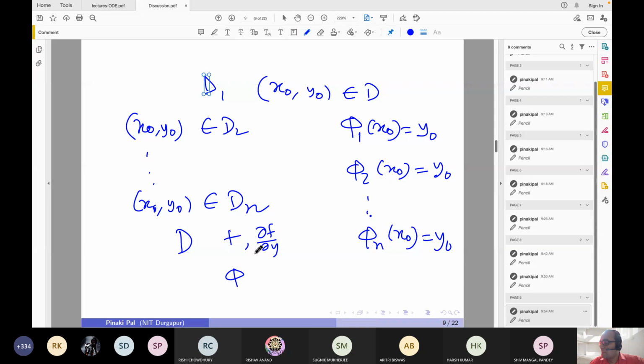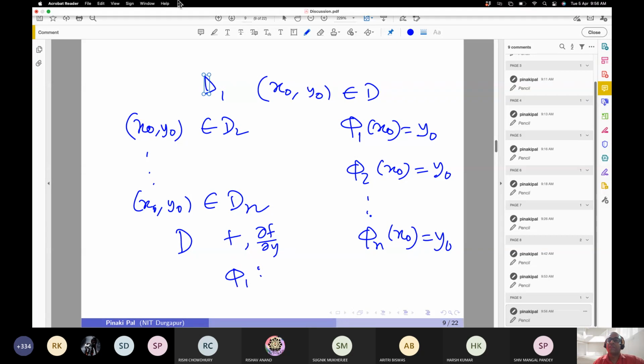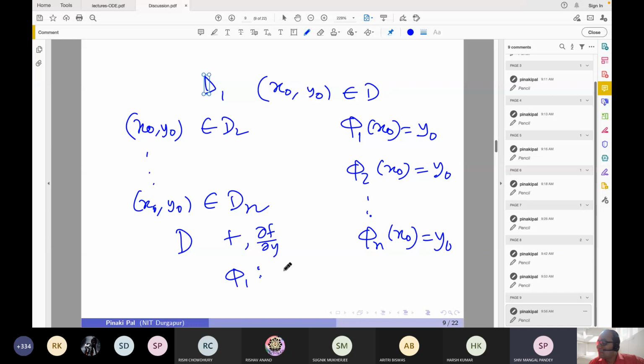Actually, the function cannot remain same, because if you change the domain of definition, the functions are automatically different, even if at some points their values are same. Technically, they are different functions. Phi is the solution of the differential equation, sir. Yes.